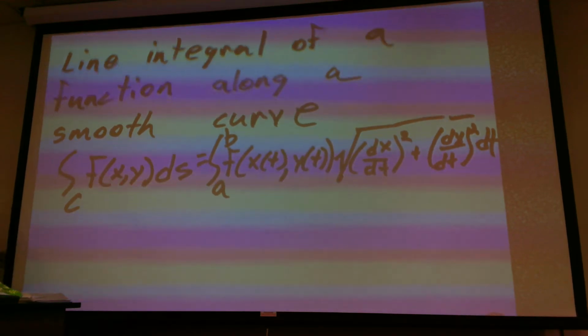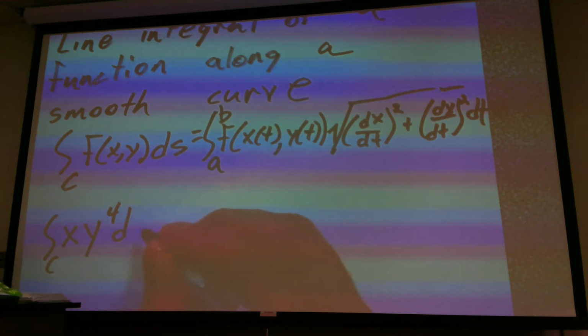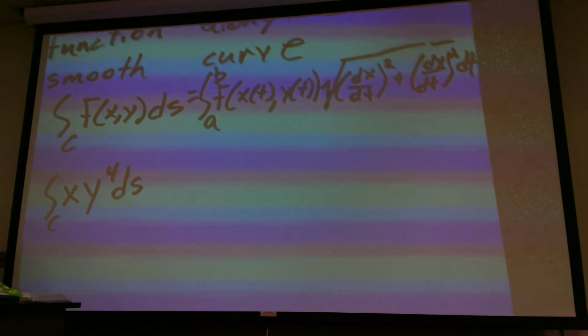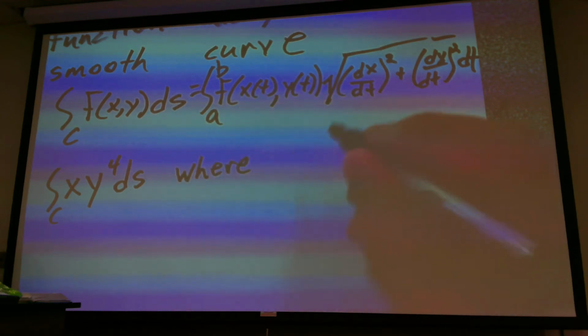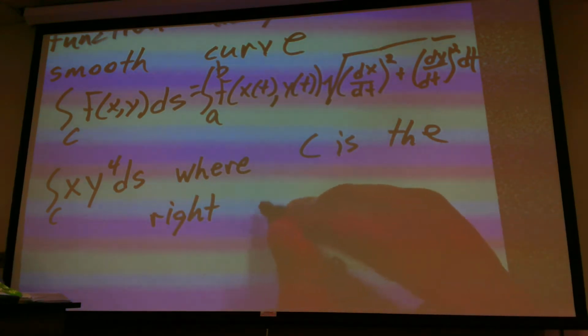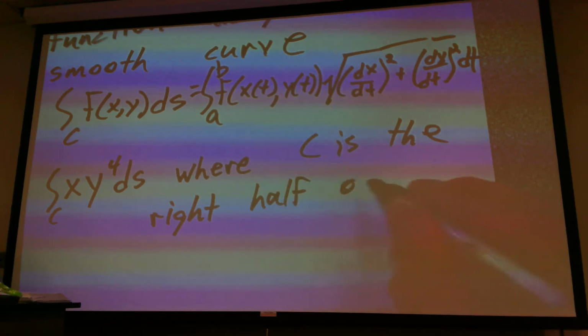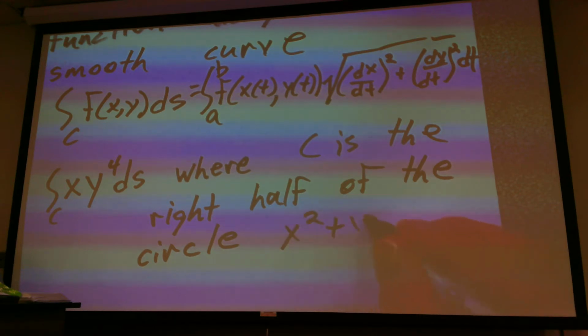So, let's say we wanted to do the integral along a curve C of x y to the fourth ds, where C is the right half of the circle x squared plus y squared is going to equal 16.